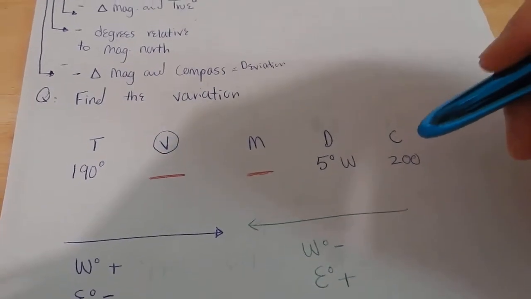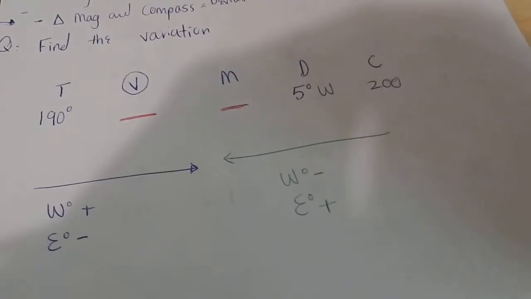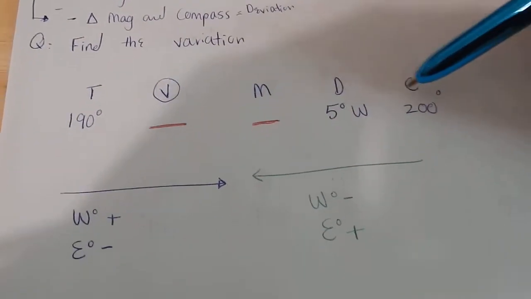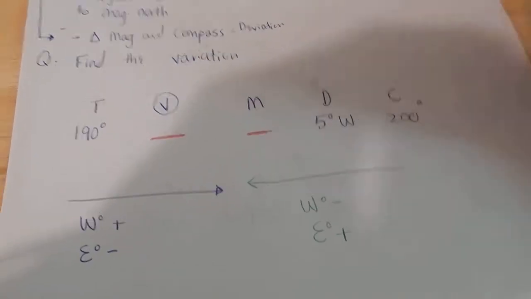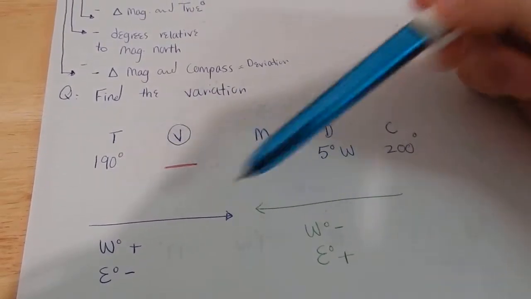So you have your compass heading, which is 200 degrees. Let me just write degrees on it. And hey, look, you have your deviation. So when you know that you have compass and deviation, you're going to be able to find magnetic, and from there you will be able to find the variation by looking at the difference.